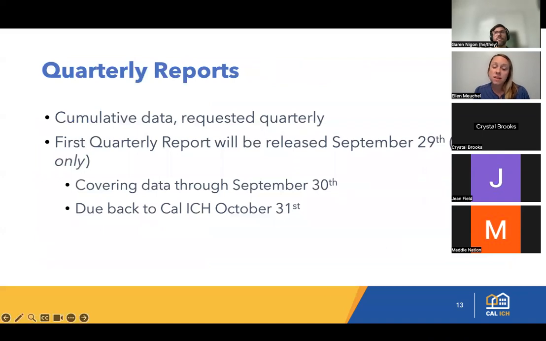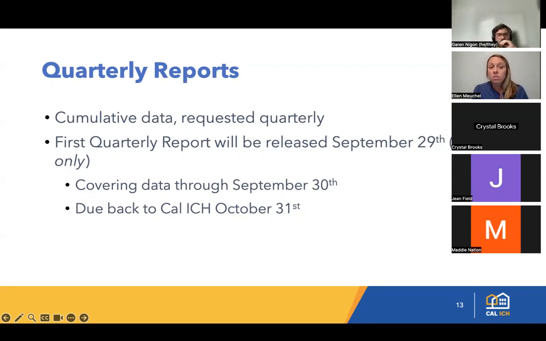These are just some key points about the quarterly report. As I mentioned, it is cumulative data. So while it is requested every quarter, it's reflective of the life of your grant, including fiscal outcomes, project management, all of that. The benefit of that is if there is something that you wanted to update from a previous quarterly report, you don't need to go back to previous quarterly reports. You simply update that in the next one.